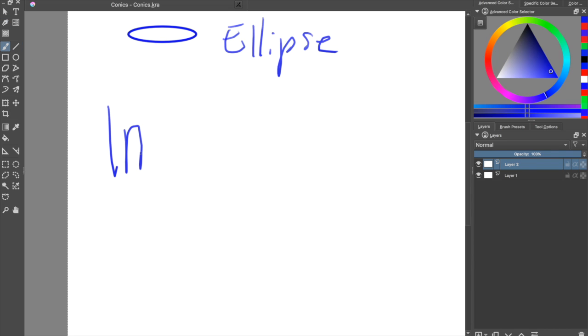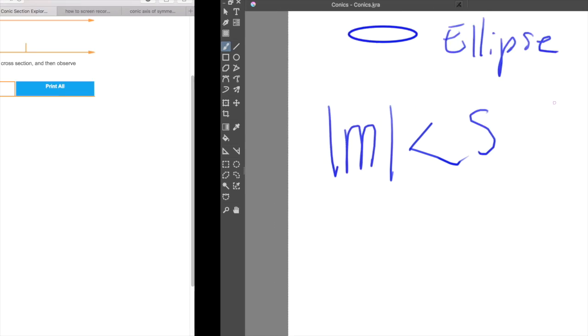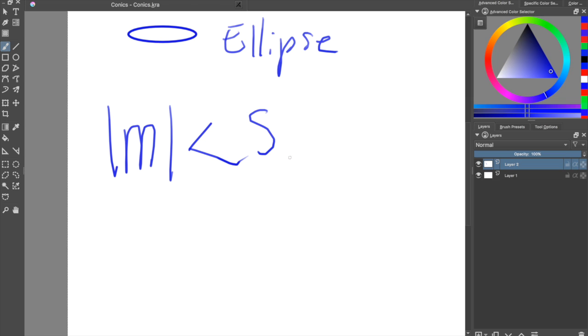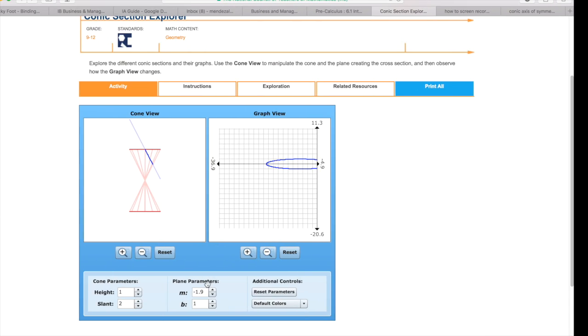Well, it tells us that the absolute value of m has to be less than s, or the slant. So if I were to have a negative 3 m and a slant of 4, theoretically we should have an ellipse. Let's test it out.